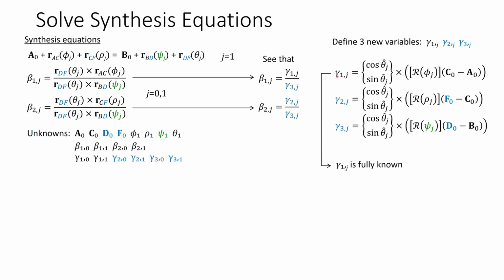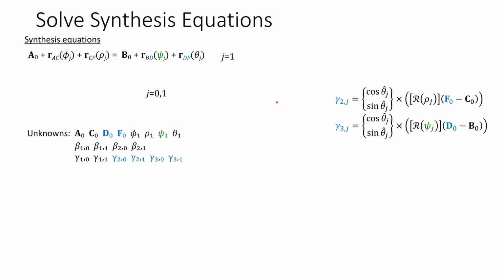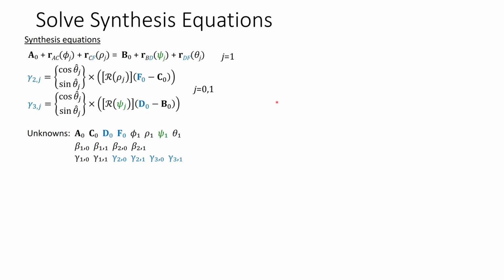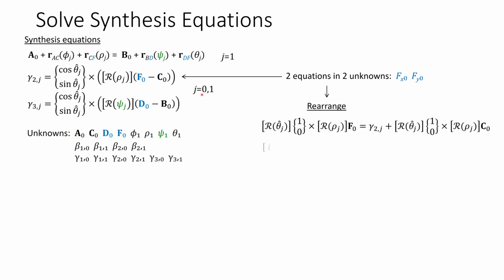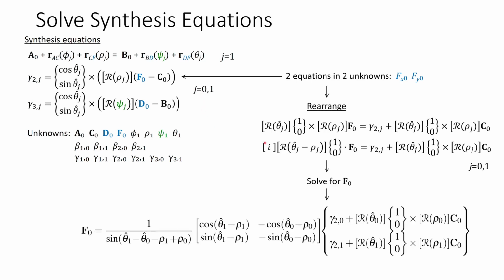We see that gamma 1 is already fully known as is. Gamma 3 could be easily solved using the beta 1 expression, and gamma 2 can easily be solved using the beta 2 expression. Going forth, we'll use these gamma expressions in our synthesis equations. The gamma values are all fully known at this point. Looking at the gamma 2 equation, its only unknown is f naught, and it appears linear in these two equations. Hence, f naught is now easy to solve for.